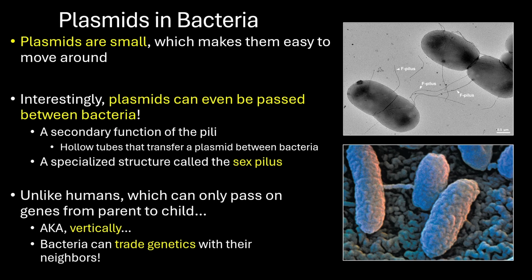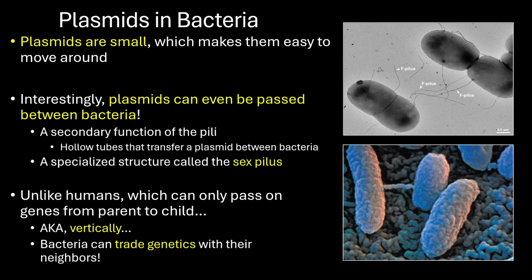We have a secondary structure that we see sometimes with bacteria called the sex pilus. It's a distinct version of the pili that is long and hollow. Essentially, it is a plasmid transfer tube. That's what the sex pilus is. It allows these bacteria to actually trade with one another. If they sidle up next to each other and recognize that one of them has a plasmid that they could trade, they can make a copy of it and pass it between cells, which is really interesting.